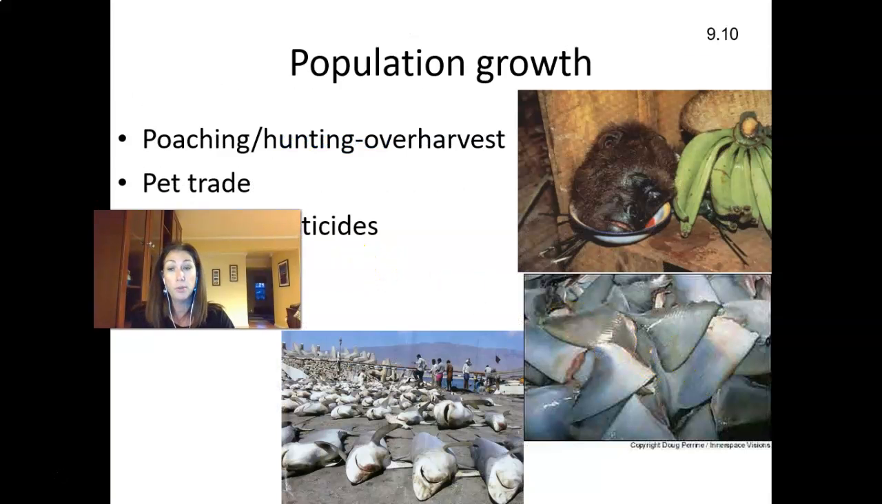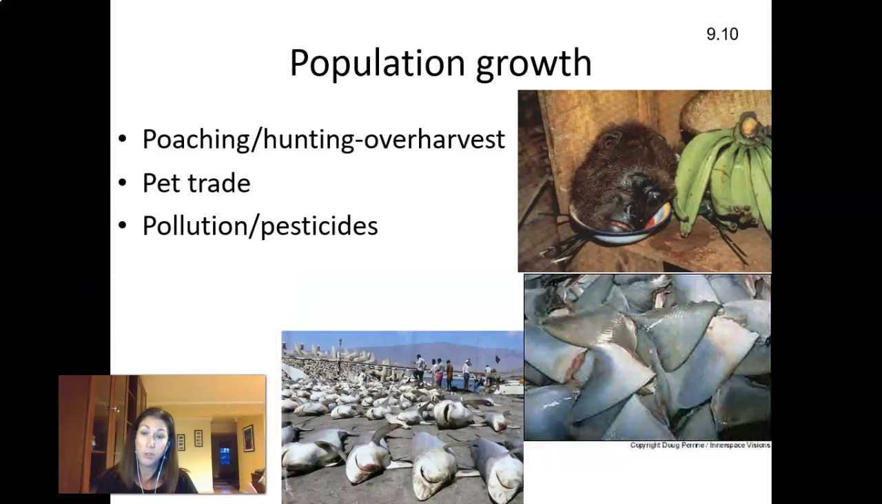Now, population growth is taking a look again at how humans are growing so rapidly and the need for hunting. We do hunt our animals to feed our overgrowing population. That can lead to poaching or overhunting or overharvesting. We also will hunt animals for the pet trade or for animal parts that we use for display. And then also along with our population growth comes a lot more pollution and pesticide runoff that's going to harm our insects and our plants and our animals once it becomes part of the runoff.